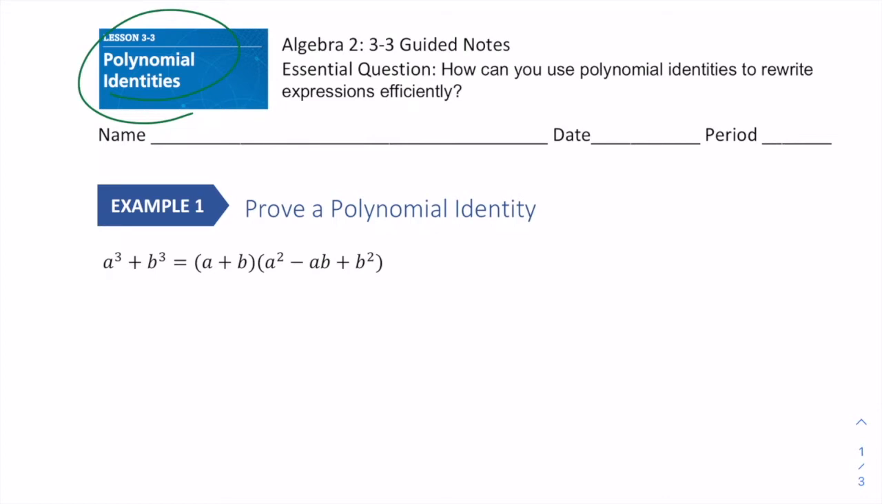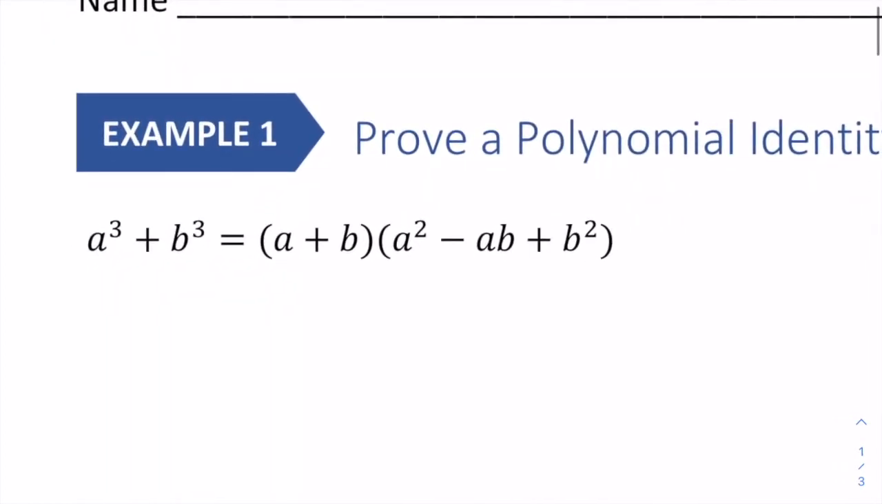So here we have a cubed plus b cubed, and that factors into a plus b times a squared minus ab plus b squared. And I want you to just notice that we have a plus sign here because it's a sum, but the only minus sign is in front of the ab. So remembering that little tip helps to factor.